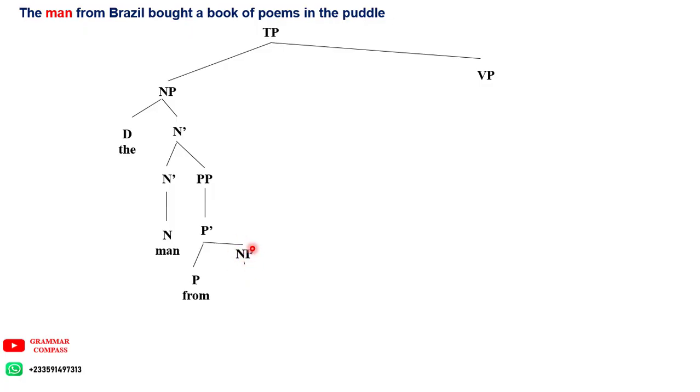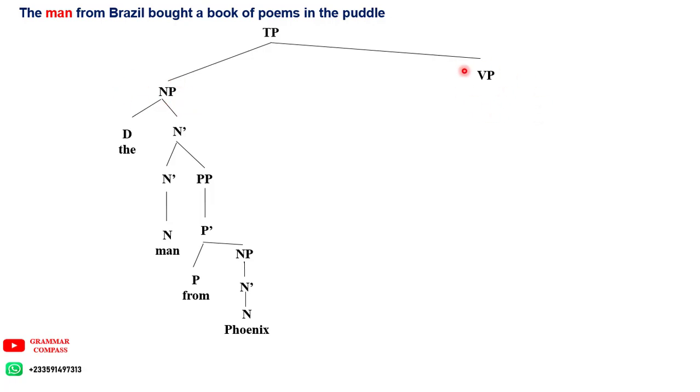Now this NP that we have here is Brazil. It is what? A proper noun. Therefore, it is one word. So from NP, we get an N bar, then an N. This should be Brazil, so don't worry about the phoenix. You can replace it with Brazil. We are done with the first part of the sentence.